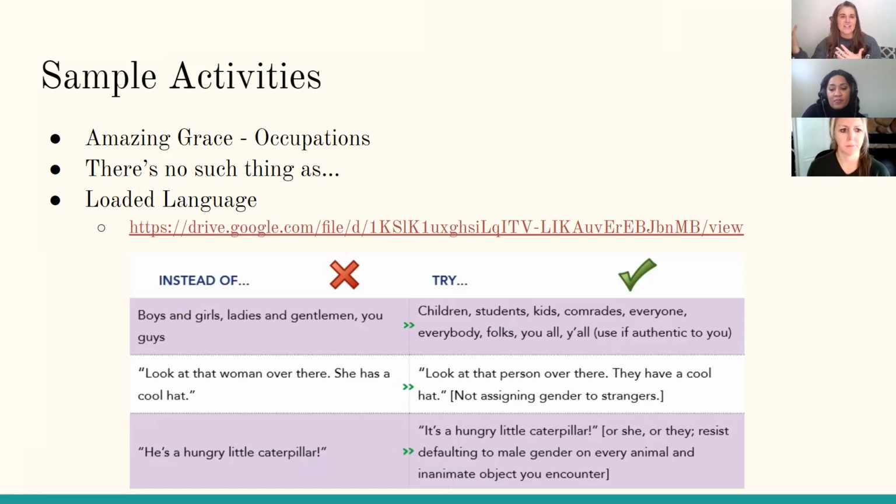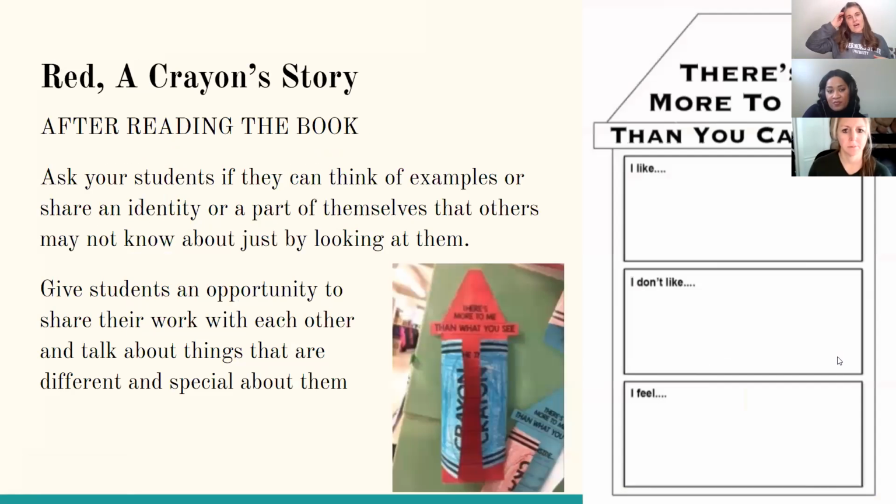They have a cool hat, just not assigning those gender roles as much as we do. Okay. Breaking down a bigger activity for Red, a Crayon Story. So this would be after reading the book, and Red really understands that she's blue.